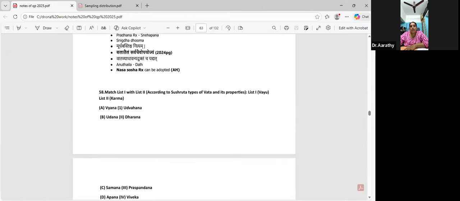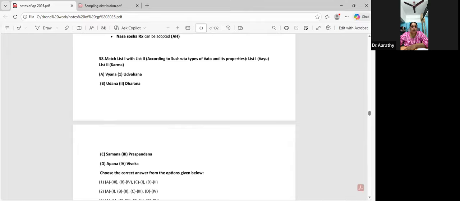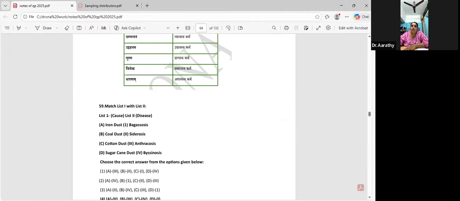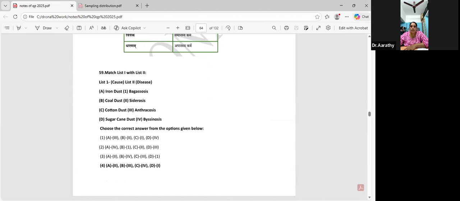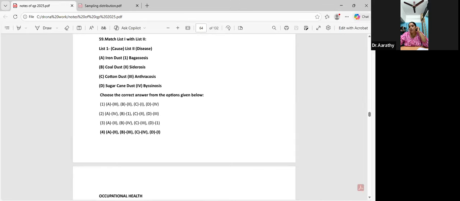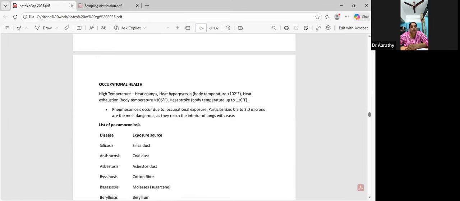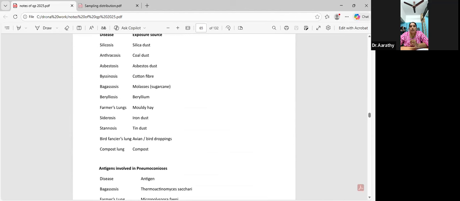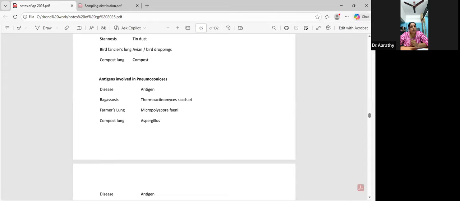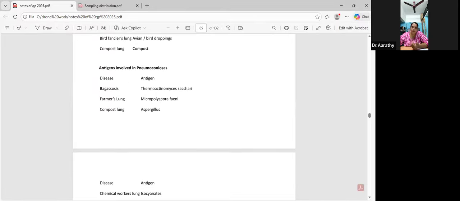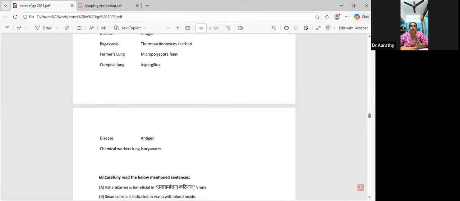That's what I meant. So 58, it is very much direct: karma of Vata, Panchavata. Very easy question. 59, this is also yet another important portion, but a very easy one, pneumoconiosis. So you have to study about these occupational health diseases. Then while you study that, do keep a note of high temperature, that is heat cramps, hyperpyrexia, heat stroke, heat exhaustion. The temperatures mentioned for each of these are very important. Then the particle size of pneumoconiosis, that is also very important. Do take a note of that also. And antigens for these pneumoconioses also are important. If I'm not wrong, I think one question has come from this topic in 2024. So this topic is always asked in the exams. So do not skip this.